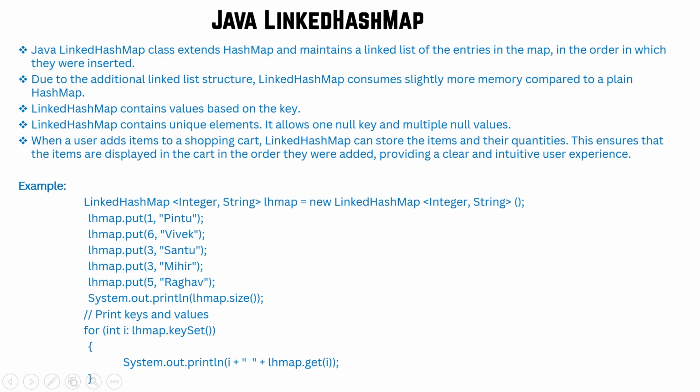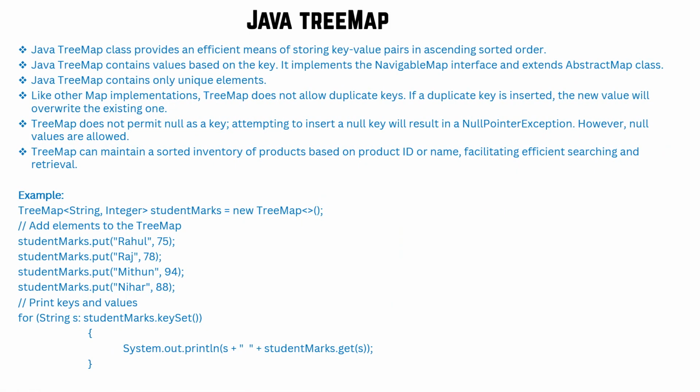And what is the TreeMap? The TreeMap class provides an efficient means of storing key value pairs in ascending sorted order. The Java TreeMap contains values based on the key. It implements the NavigableMap interface and extends the abstract class Map. Java TreeMap contains only unique elements. Like other map implementations, TreeMap does not allow duplicate keys. If a duplicate key is inserted, the new value will overwrite the existing one.